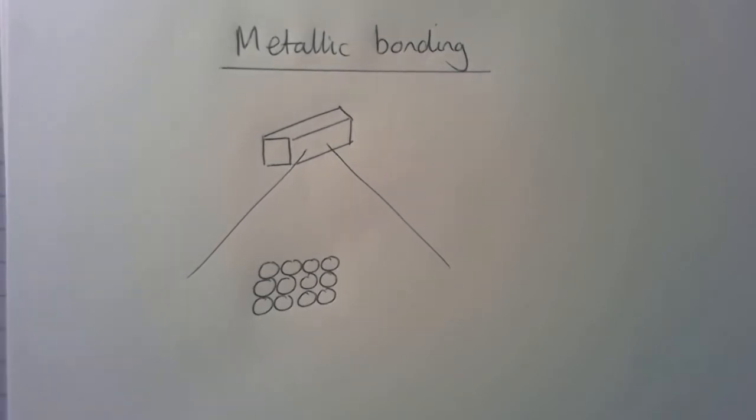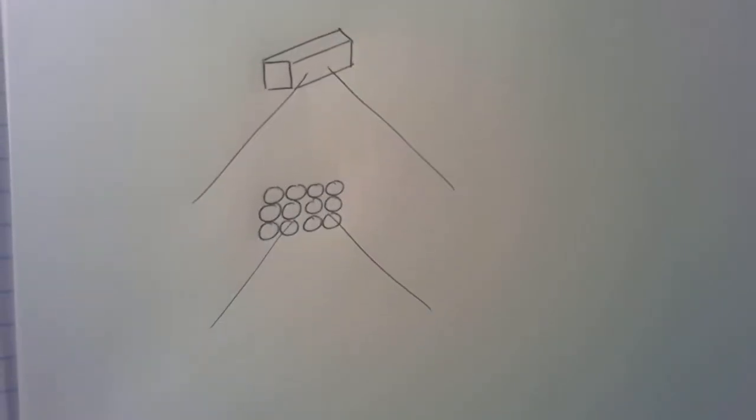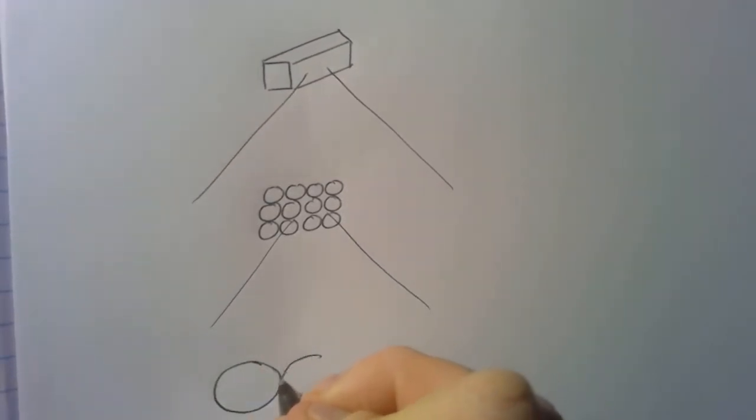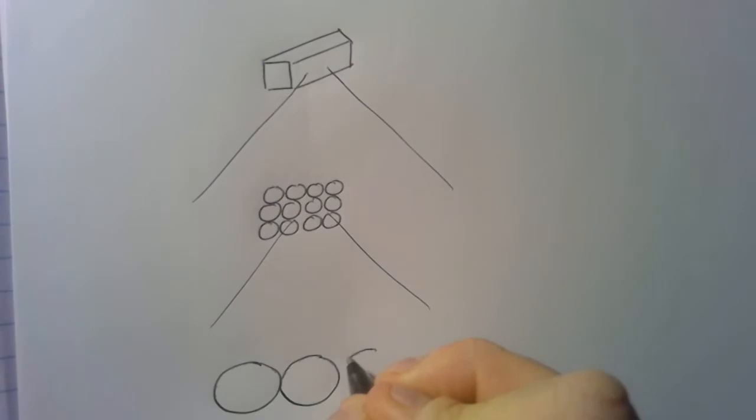But let's look actually a little bit more closely at what's happening here. Let's focus in on just 6 of these particles. What we'd actually see is the particles are all touching each other, and really importantly, their outer electron shells are all touching each other.